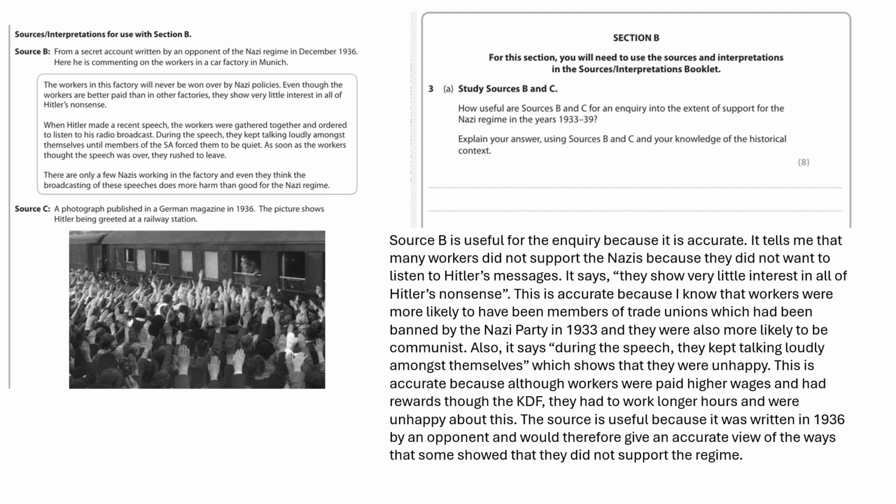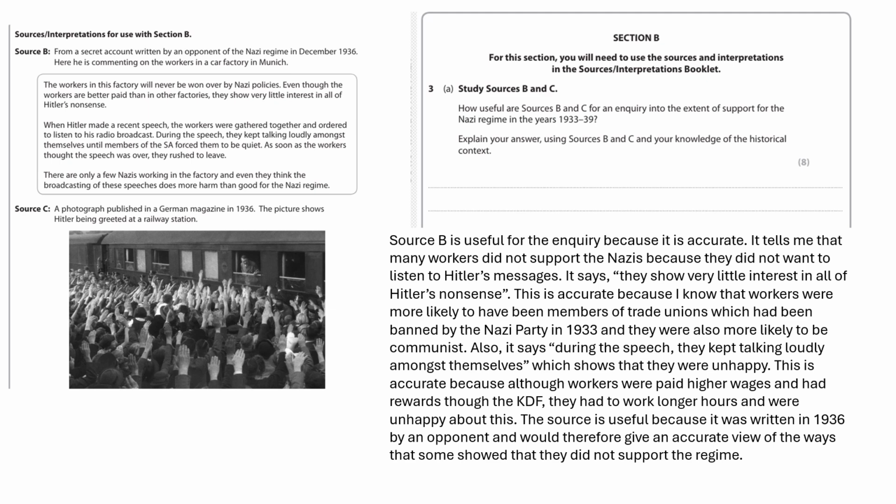So question 3A is a utility question. This is the same style that you did in medicine as well. And my top tip to you here is to make sure that you use contextual knowledge. So that means knowledge of the time in your answer. You're always going to start off with source B is useful for the inquiry because it is accurate. So learn that sentence.